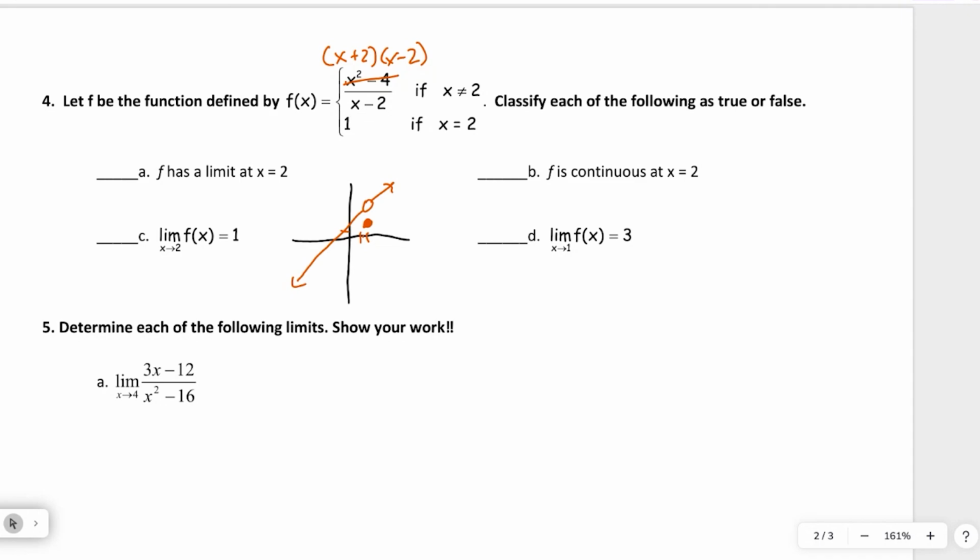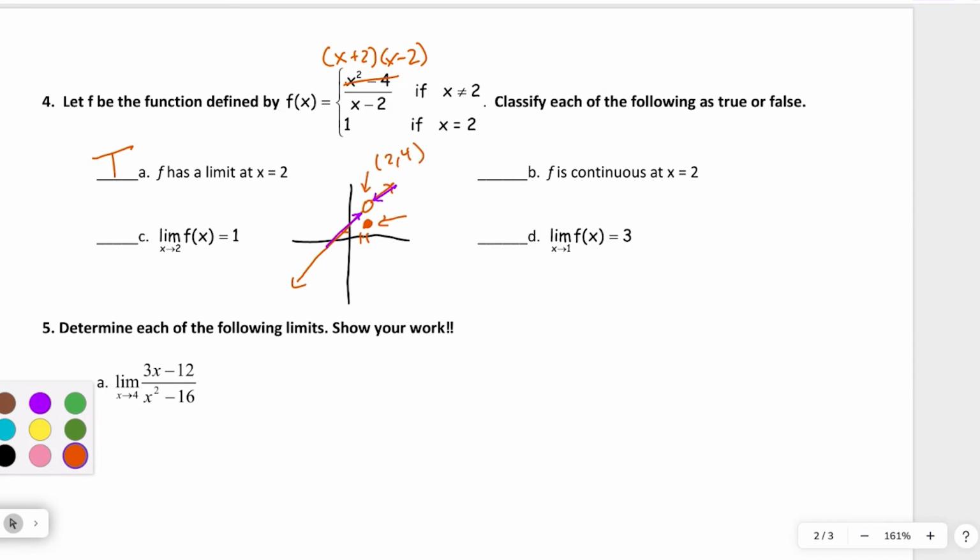So f has a limit as x equals 2. Absolutely, that is true. That is definitely true. The limit on the left side equals the limit on the right side. And actually, we can figure out that point right there. If I substitute 2 in, 2 plus 2 is 4. So this point right here is at 2, 4.